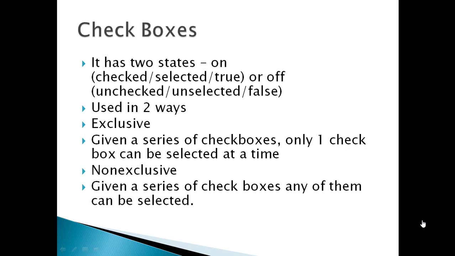Exclusive: given a series of checkboxes, only one checkbox can be selected at a time. That is called exclusive checkboxing. Non-exclusive means given a group or series of checkboxes, any one of them can be selected. Exclusive acts like radio buttons. Non-exclusive acts like proper checkboxes; we can select multiple at a time. That is called the non-exclusive checkbox.